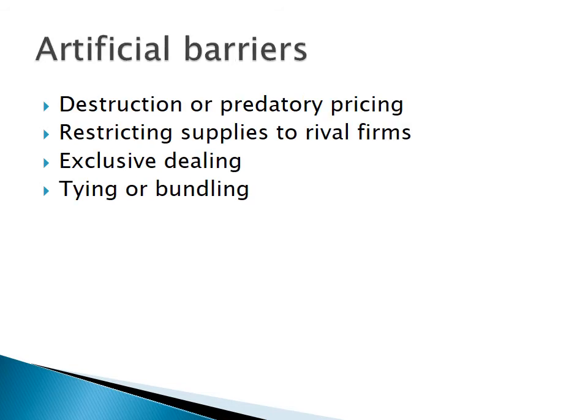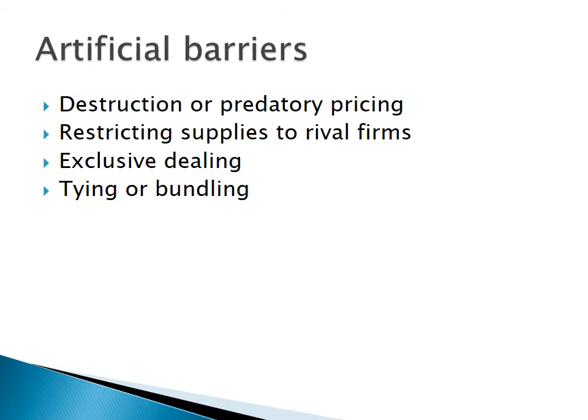The second type of barriers is artificial barriers, in which the first point is destruction or predatory pricing, which occurs when large firms cut their prices even if it means losing money in the short run in order to force new and smaller competing firms out of business. Once the new competitor has been removed, the dominant firm can raise its prices again.